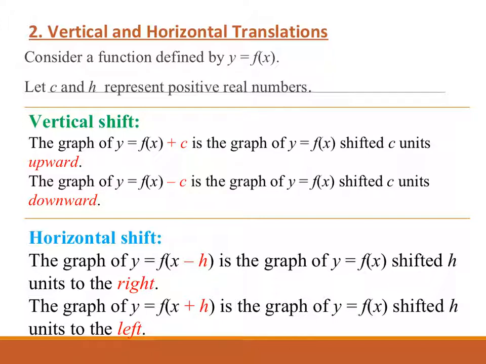The horizontal shift is where we apply it directly to x within the function. So the graph of y equals f of x minus h is the graph of f of x shifted h units to the right on the x-axis. And the graph of y equals f of x plus h is the graph of y equals f of x shifted h units in the negative x direction.